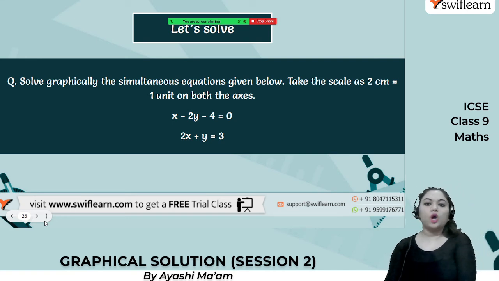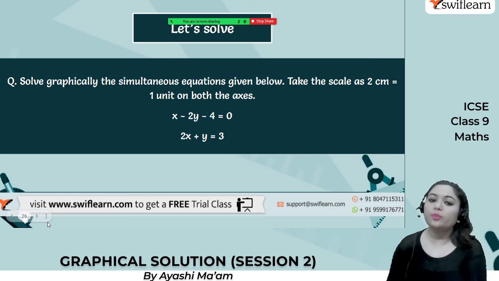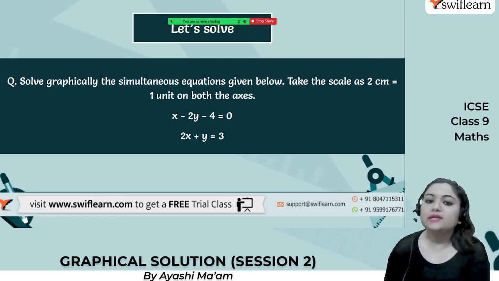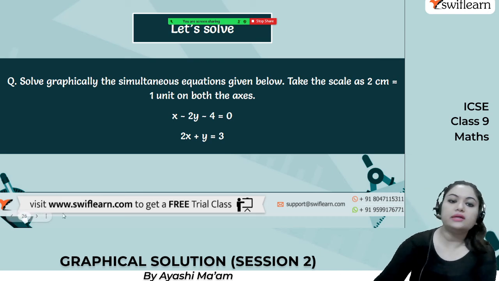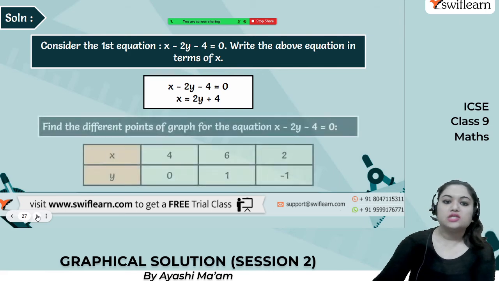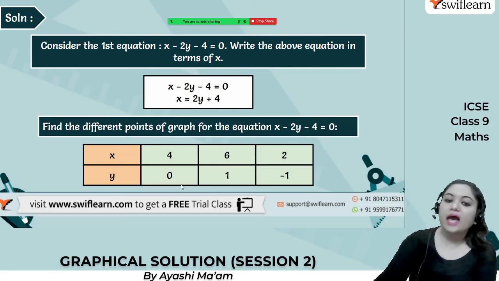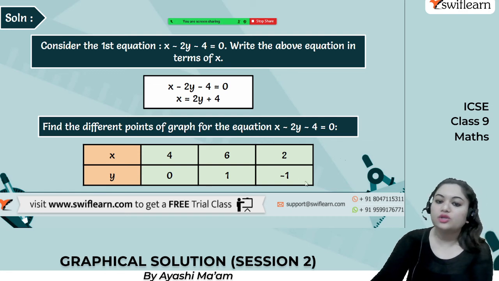Now let's solve this equation. Take the scale as 2 centimeter equals to 1 unit on both the axes. So x plus 2y minus 4 equals to 0, and 2x plus y is equal to 3. At first they have expressed the equation in terms of x, and the values of y have been taken as 0, 1, minus 1.